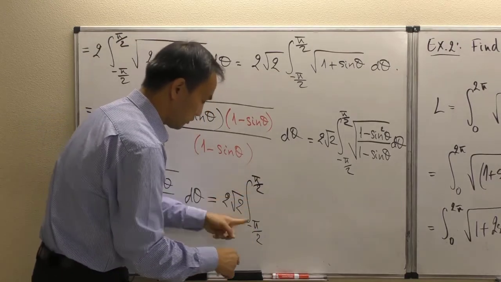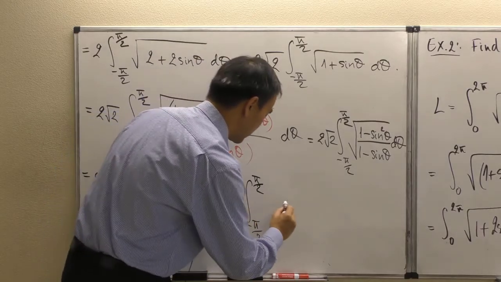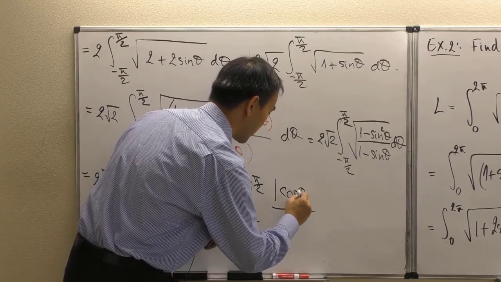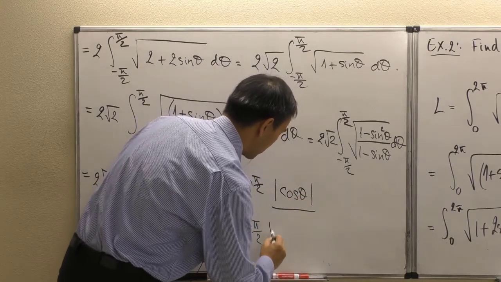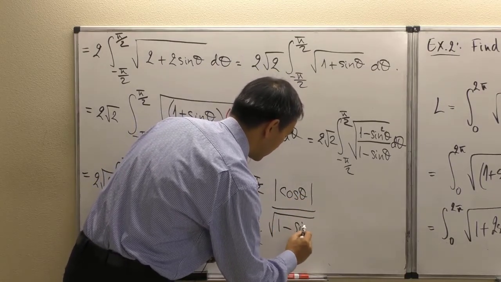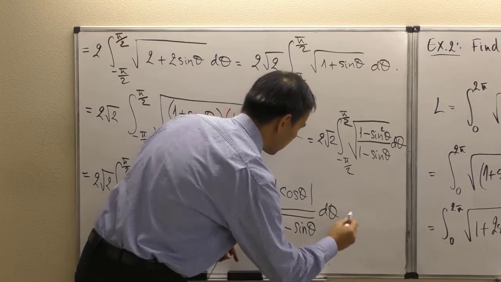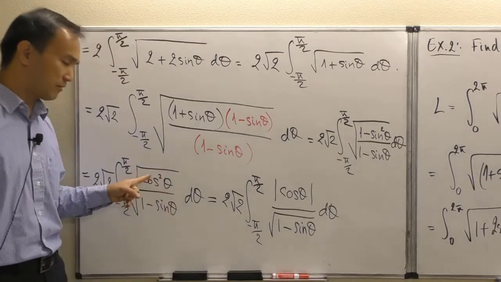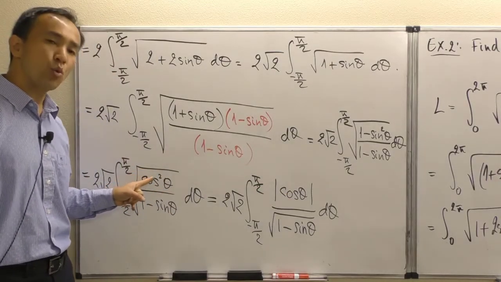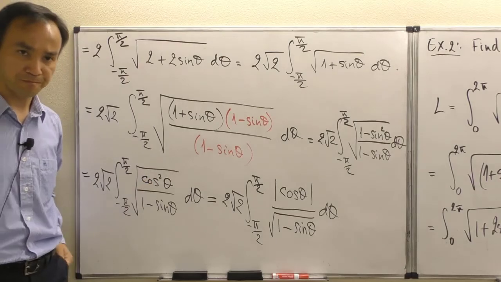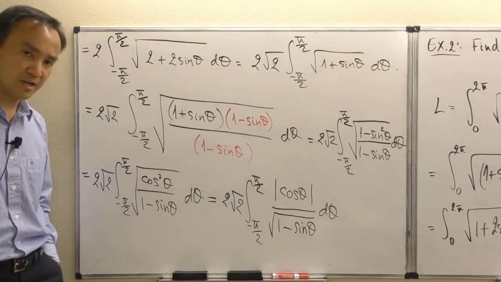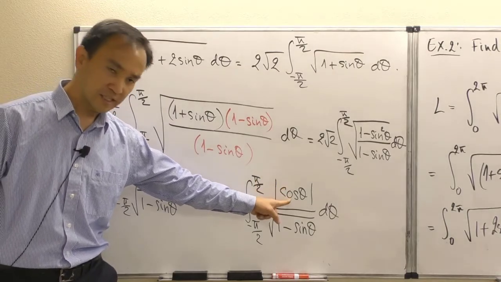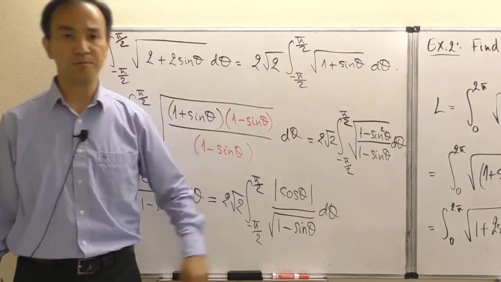2 times square root of 2 with the integral from minus pi over 2 to pi over 2, but in the numerator now I have the absolute value of cosine theta, divided by square root of 1 minus sine theta, d theta. So this is the absolute value of cosine theta. It's the way that anytime you're taking the square root of a squared expression, we will always end up with the expression itself without the square, but in absolute value.